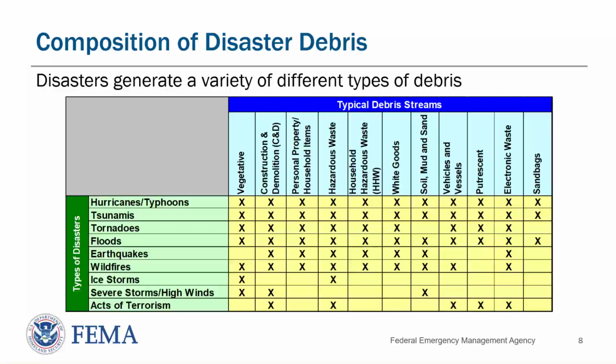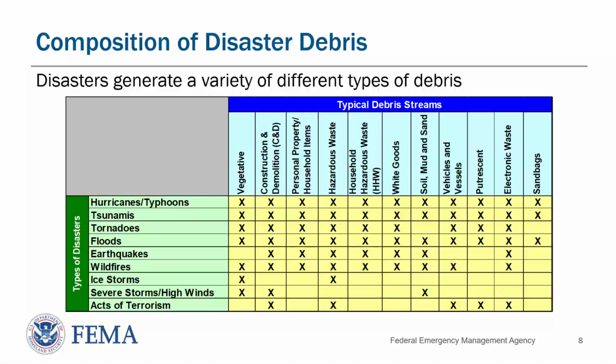And now we're going to look a little bit at those assumptions that we talked about. This is a handy graph or chart that talks about different events and the assumptions that go along with those types of events. With hurricanes, you're going to have pretty much every type of debris: vegetative, construction, demolition, personal property, hazardous materials, white goods, sandbags. You're going to have everything start to finish probably.